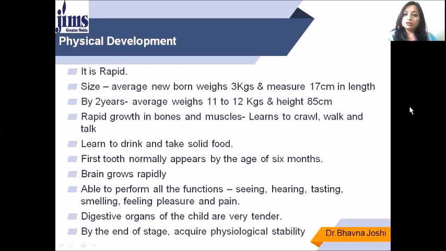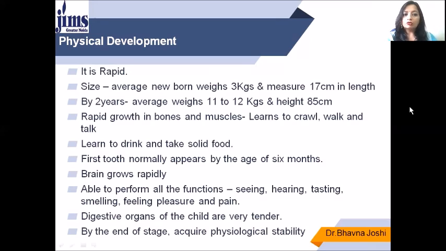And by the time the child reaches 2 years, that is at the end of the infancy stage, the average weight goes up to 11 to 12 kgs and the height to 85 centimeters. So you can see the rapid physical growth in the child at this particular stage. Then there is rapid growth in muscles and bones also, because this is the stage when the child learns to crawl, learns to walk, and learns to talk with other members.